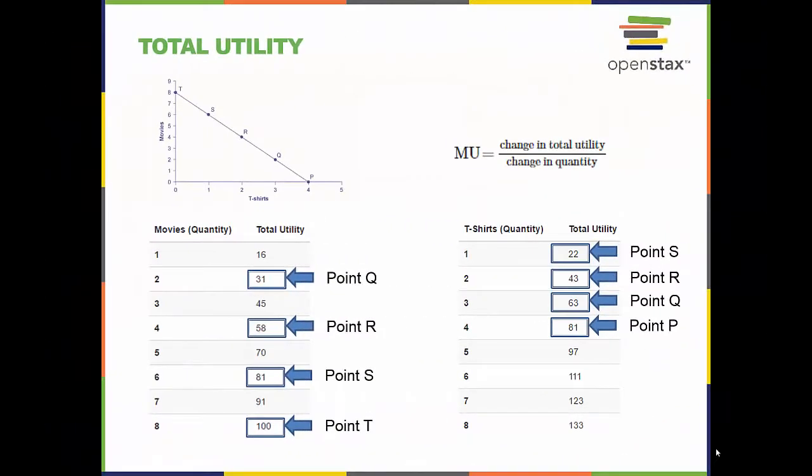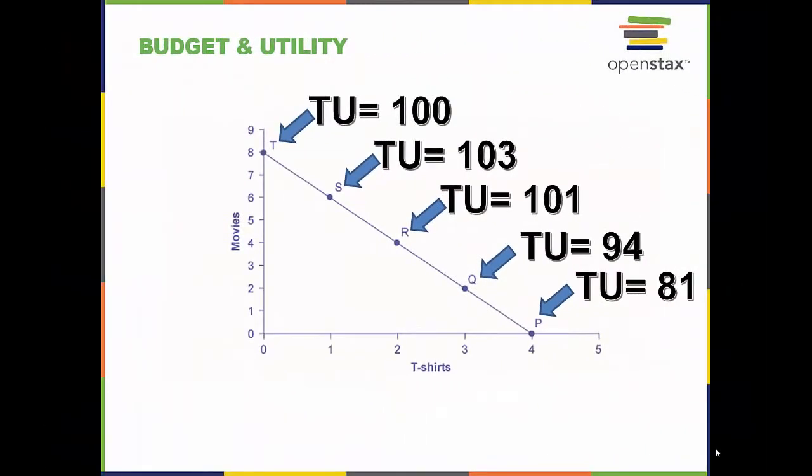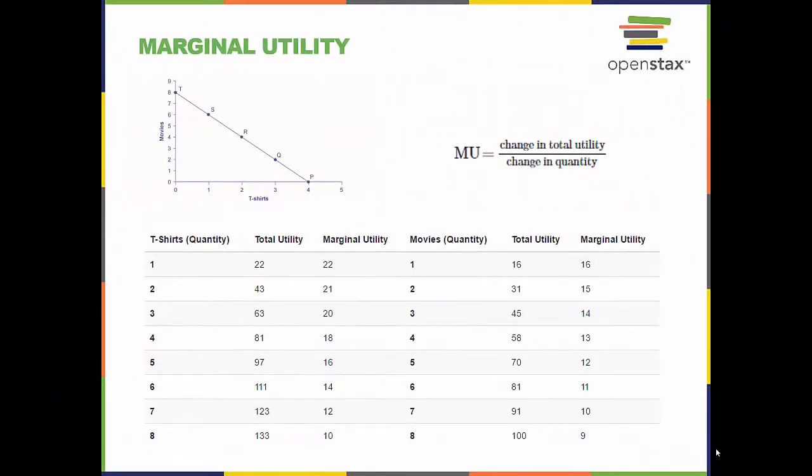The satisfaction received from consuming things is called utility. In the case of t-shirts and movies, we can see that Jose's total utility for each product increases as he consumes more of it. If we combine the total utilities of both t-shirts and movies, we can see that Jose's total combined utility for each point on the budget constraint is shown here. In order to learn how to best maximize Jose's utility within his budget, we must first learn the concept of marginal utility and how to calculate it.